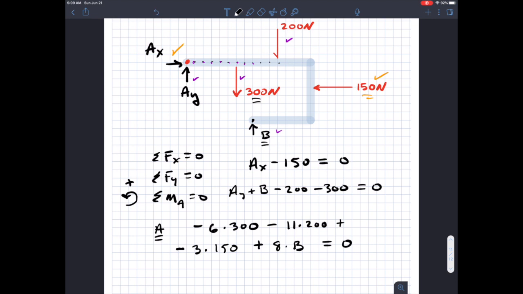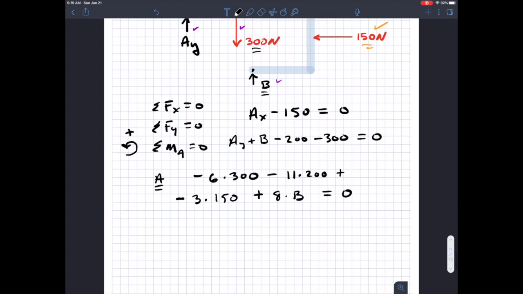We're feeling pretty good about that because when I look at this equation, the only thing unknown here is B. So we can solve for B, back substitute, and get AY. AX is also easy because there's only one unknown in that equation.